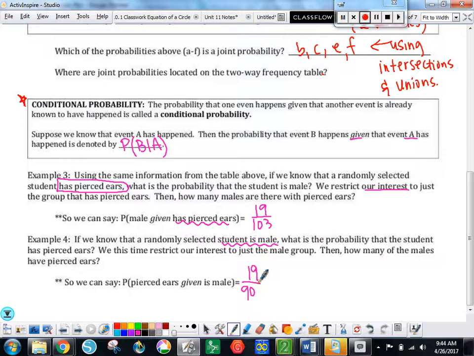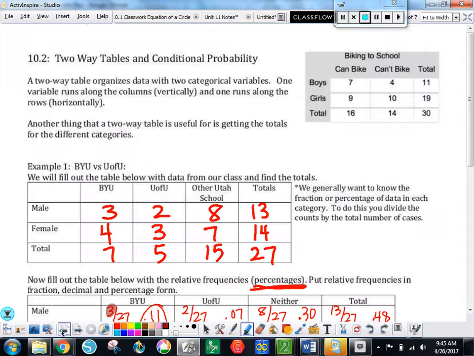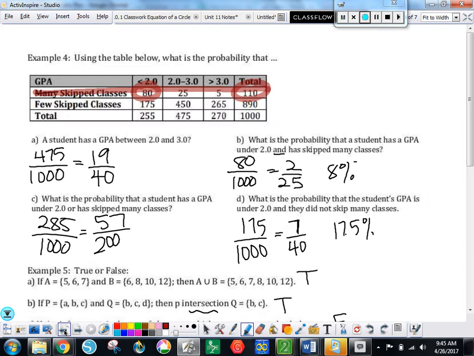It is very, very similar the way this is written. You have to be very careful to look at which group I am looking at. In the one we just did, I'm only looking at the male category, which is why 90 is the denominator. And in the top one, I'm only looking at the piercing category, which is why the 103 is the denominator. This is useful because it gives us a little bit more insight into what our data means.